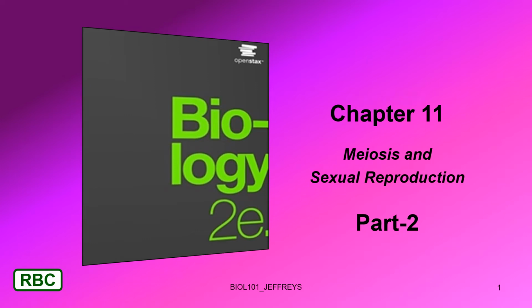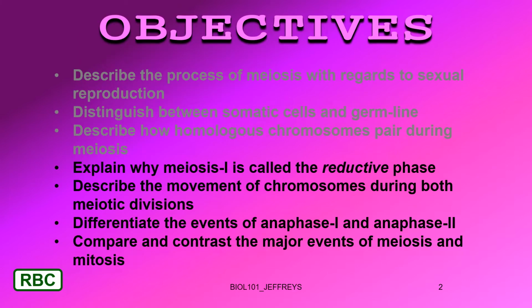Okay, and welcome to the second part of our Chapter 11 lesson on meiosis and sexual reproduction. In this lesson, we're going to take care of these last four objectives: explain why meiosis 1 is called the reductive phase, describe the movement of chromosomes during both meiotic divisions, differentiate the events of anaphase 1 and anaphase 2, really important to understand what's going on there, and compare and contrast the major events of meiosis and mitosis.